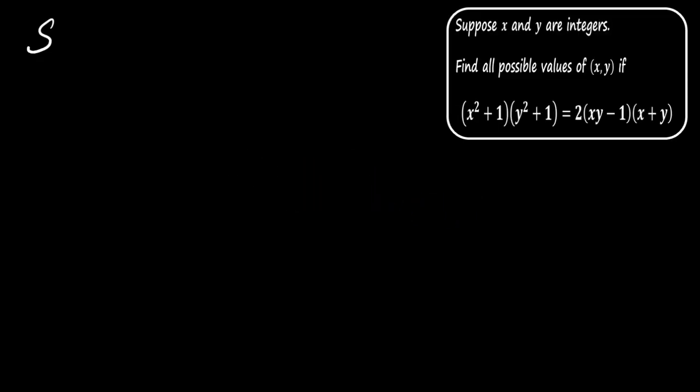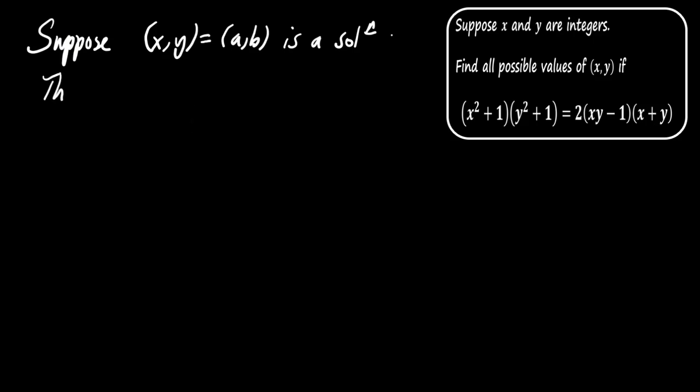The first thing we notice about this equation is that it's symmetric in x and y. That is, if (x, y) is a solution, then swapping x and y is also a solution. This is a key property that will help us along the way.